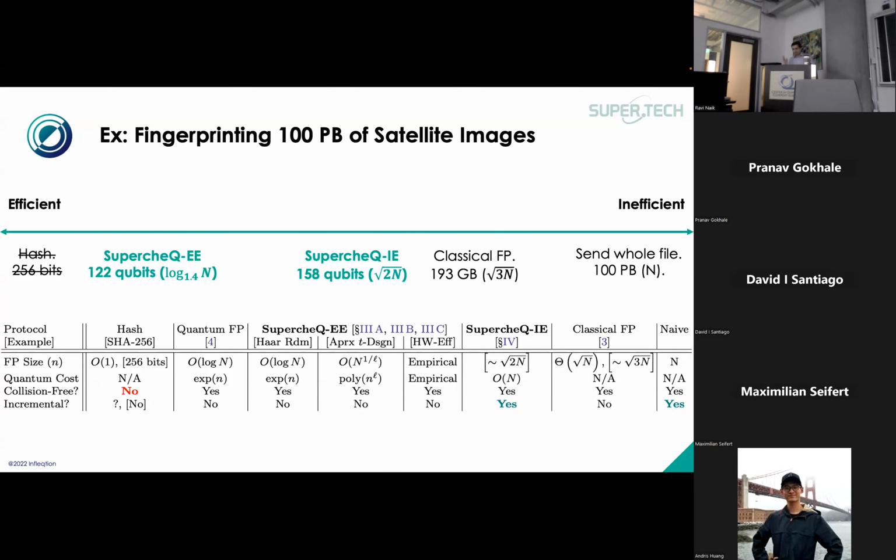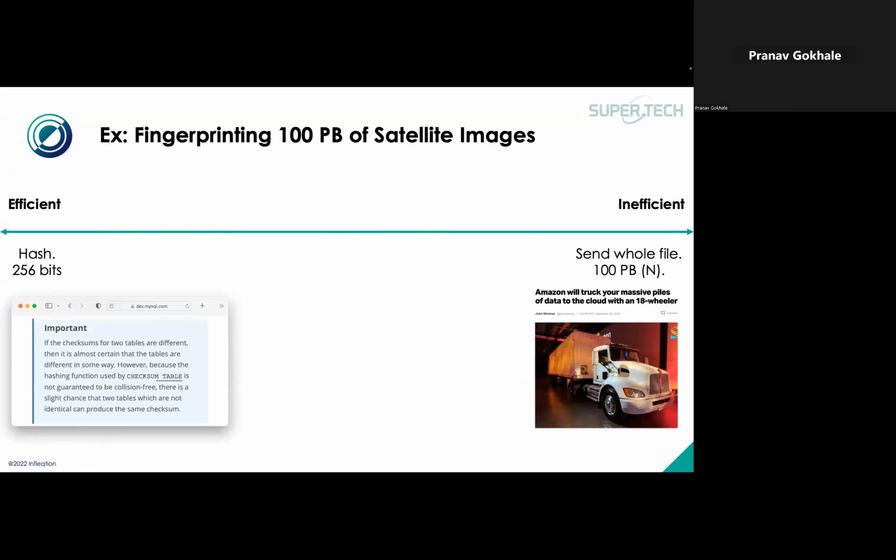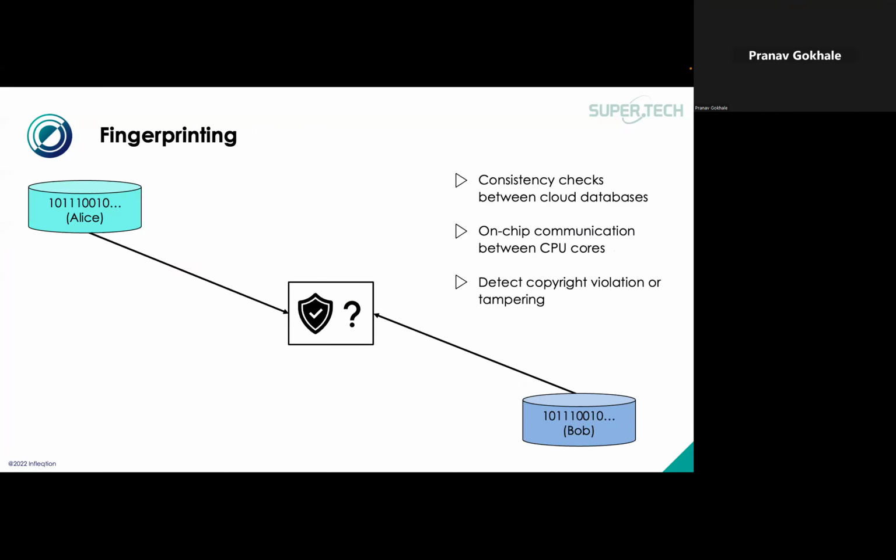Yeah. So for the people who tune in with the start of the recording, I just went over the spectrum of SupercheQ and how it does asymptotically. And I'm now going to dive into what SupercheQ does. And maybe for the recording, I'll just briefly say again that the task that we're solving is just checking if two files are the same, if Alice and Bob's distributed data centers have the same file.